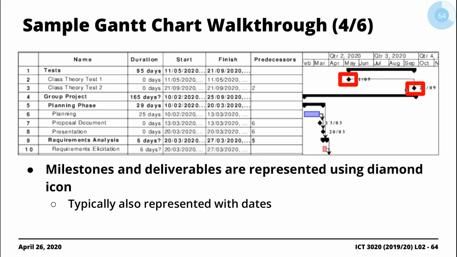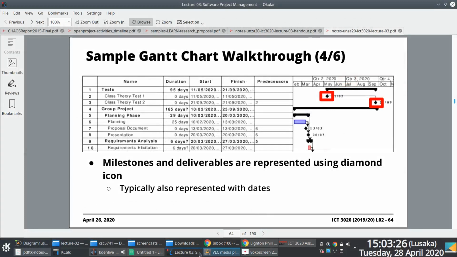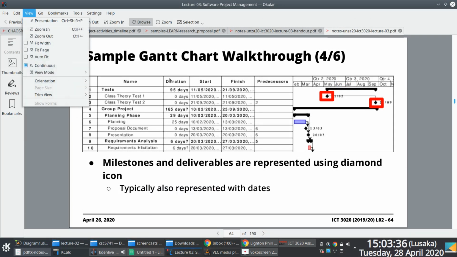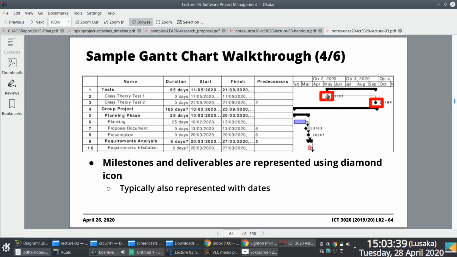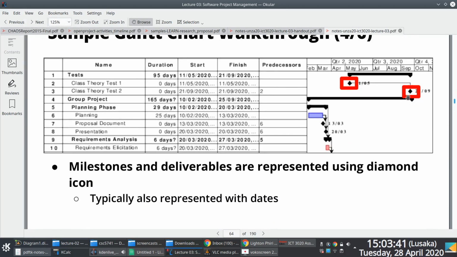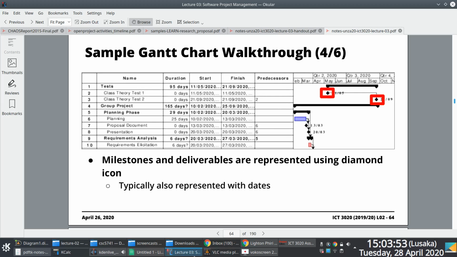Milestones are represented by these black diamonds, or diamond icons. And it's usually customary to associate or indicate the date linked to the milestone or deliverable. Just because if you look at this visual representation, without the date, it's very hard to figure out what particular date is associated with this particular milestone, which is why you need to have a date alongside the milestone or the deliverable, right?